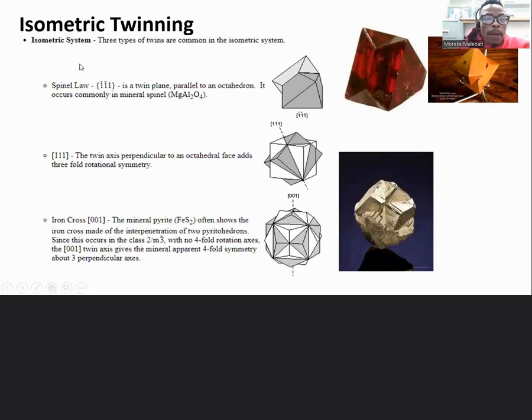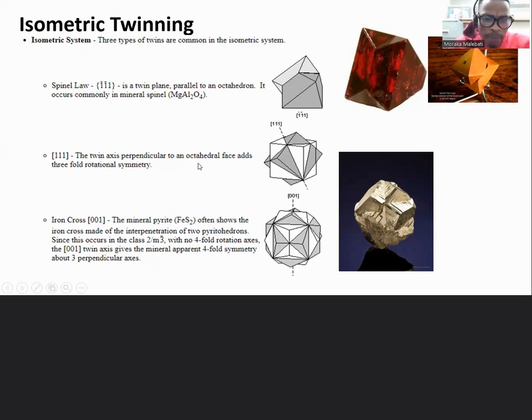Isometric twinning. We've got the spinel law. That is the type of twinning observed in spinel. It is a twin plane parallel to an octahedron. It occurs commonly in the mineral spinel. So you have this octahedron. Remember, octa is 8, hedron is faces. So this type of twin plane is parallel to an octahedron, somewhere here where the two compositions are being separated.